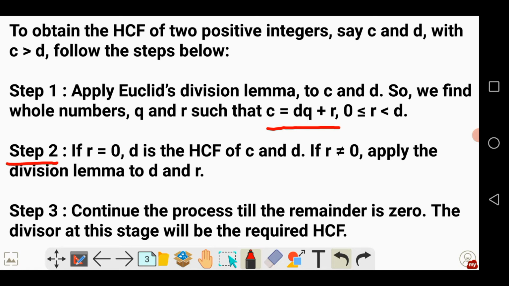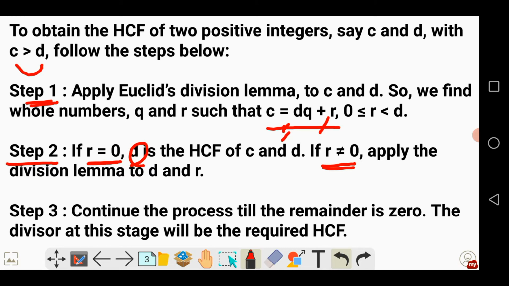Next, step 2. What is given? If r equal to 0, d is the HCF of c and d. c and d are the given numbers. So when the remainder becomes 0, the number d, that means the divisor, is the HCF of the given numbers. Suppose r not equal to 0, that means the remainder is a nonzero number, then apply the division lemma to d and r. You take the divisor and remainder, and again do step 1. Continue the procedure till the remainder is 0. The divisor at this stage will be the required HCF.